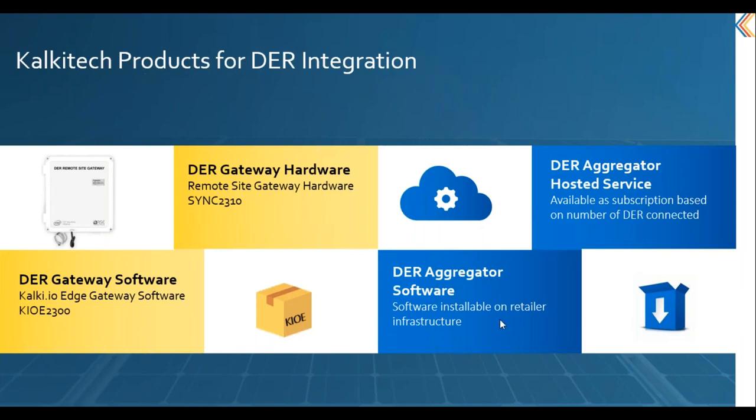For the aggregator, there are two options. There's the DR aggregator software, which can be installed on the retailer infrastructure. And there is an option for the aggregator hosted service, a multi-tenant service which can be subscribed to on demand. Depending upon the number of DR assets hosted, there will be a subscription model available for the hosted service, where you can connect the DR assets, and from the DR aggregator you can link directly with the utility's DR headend.